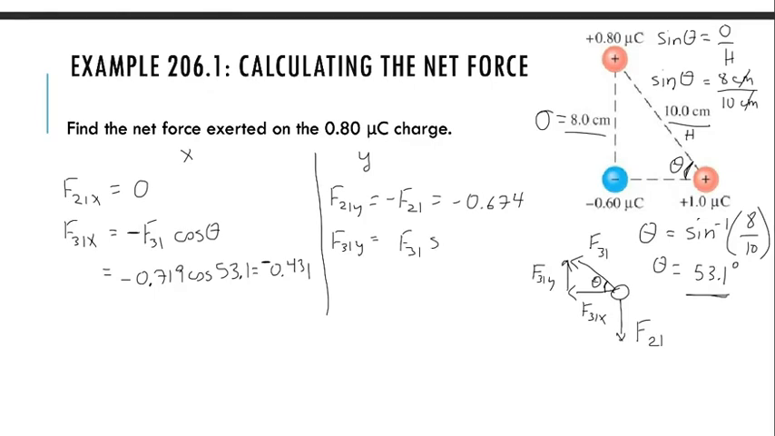F31y is opposite theta, so it's going to use sine. So F31 sine of theta, and it is going up, so it is positive, so we're good here with the positive. Plug in everything, 0.719 for F31, times sine of 53.1 degrees. Plug all of this in the calculator, and we're going to get 0.575 as F31y. Okay, so I know it's a lot of work, but we're just breaking it down step by step. Let's look at our next step.